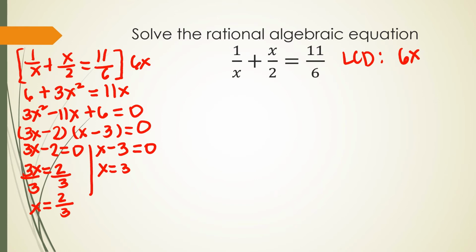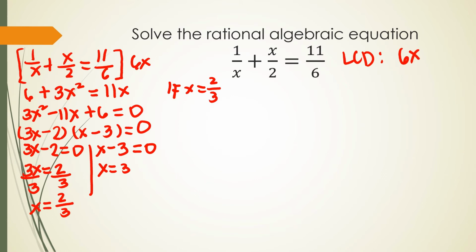Now, the solutions that we obtain, okay, we must check them on the original equation. If the solution or the root does not satisfy the original equation, then it is known as an extraneous root. Okay? So, let's check our solutions, the values of x that we got, 2/3 and 3. Okay? So, if x is equal to 2/3, we substitute the 2/3 for the variable x.